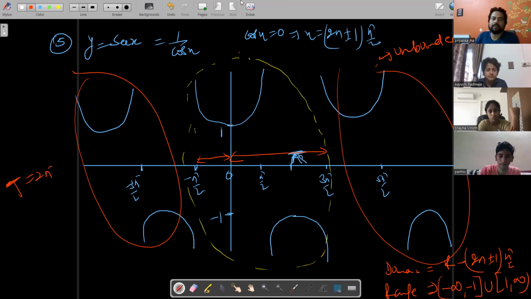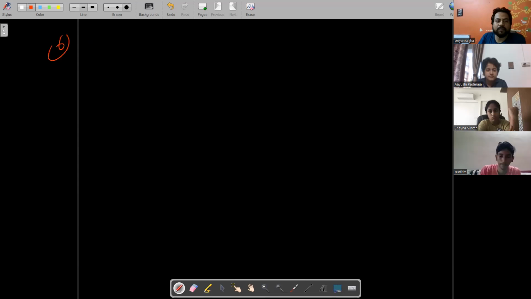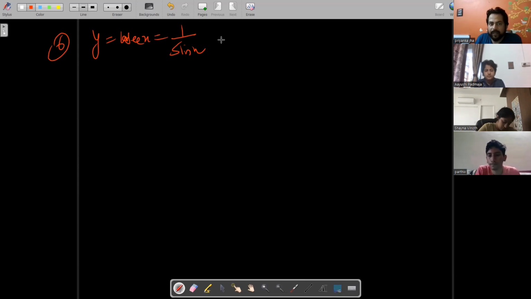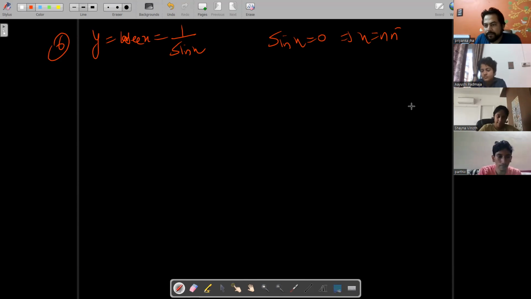Okay, the last graph is the sixth one, y equal to cosec x. So you can write this cosec x as 1 upon sin x. Now you can see that wherever sin will become 0, this will be undefined because it is 1 upon 0. So cosec will be undefined. Now you know that sin x becomes 0 where? At every multiple of pi. Simple.